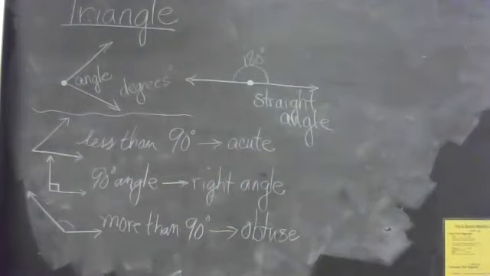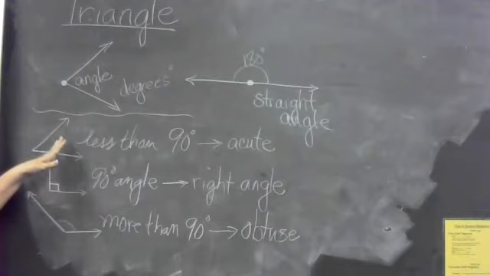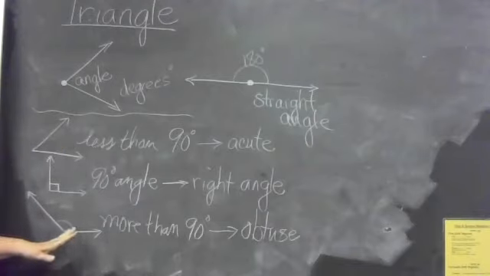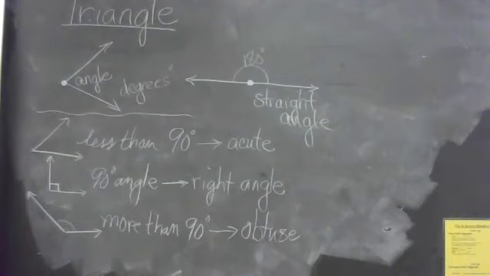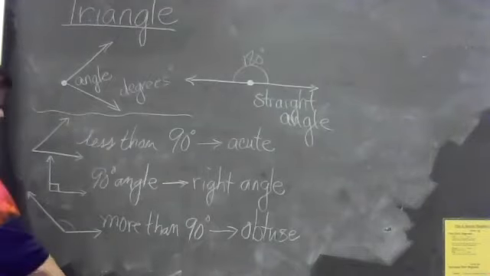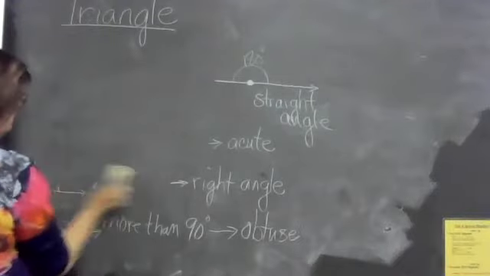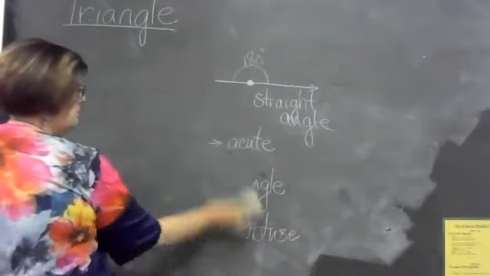Okay, so you have a 90-degree angle, but if it's less than 90 degrees, it's acute. If it's more than 90 degrees, it's obtuse. But if you have an angle that goes straight across and has that point in between, it's called a straight angle. And a straight angle always equals 180 degrees. Everything in your notes so far? All right. Everything down in your notes? Okay.